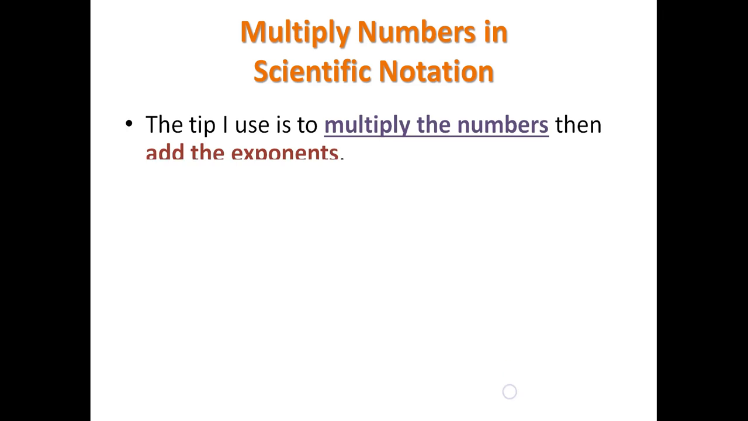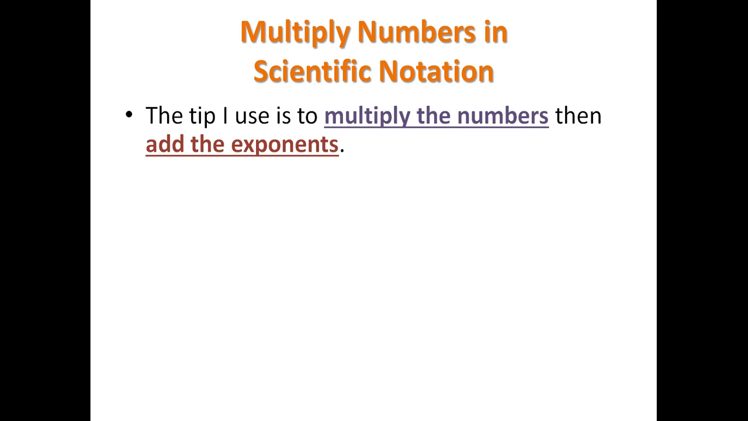Well, let's do it. I'm going to give you the tip I use. This is how I do it. Hope it works for you. You multiply the numbers, then add the exponents. Multiply the numbers, then add the exponents. So here's our sample problem. 6 times 10 to the third, that's our first part, times 4 times 10 to the ninth.